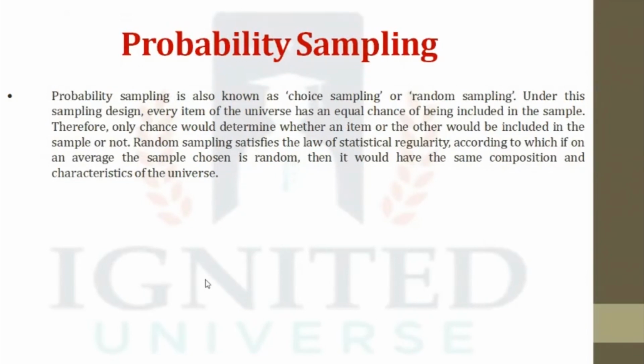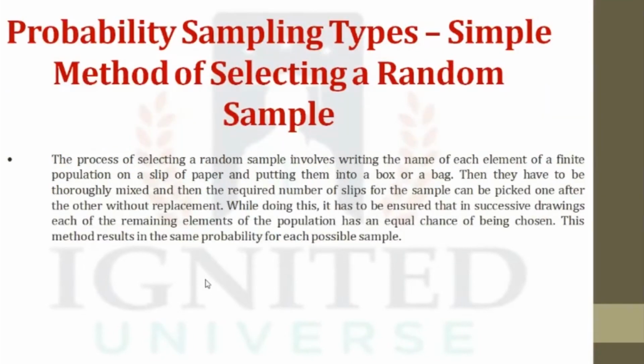For example, suppose we randomly select a drop from an ocean. Then we expect that the drop has the same composition and characteristics as that of the universe. Now moving on to probability sampling types.